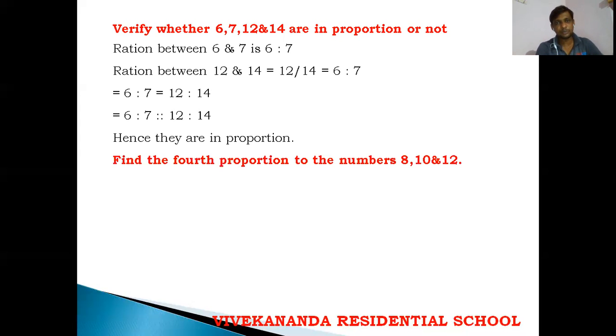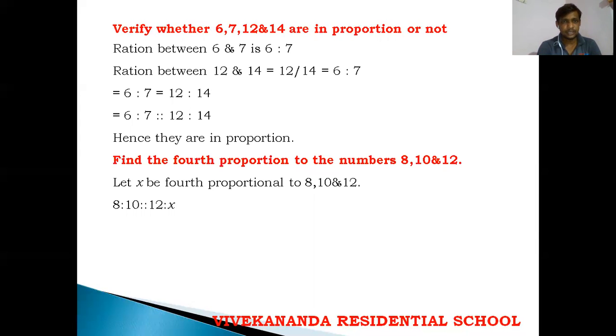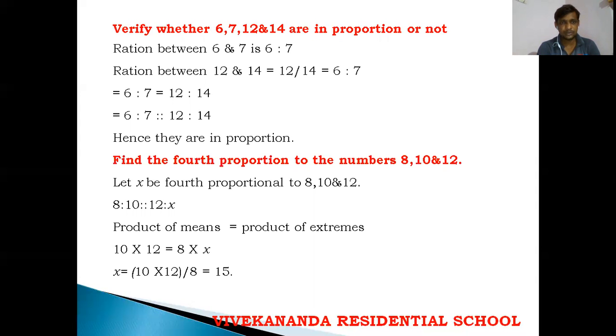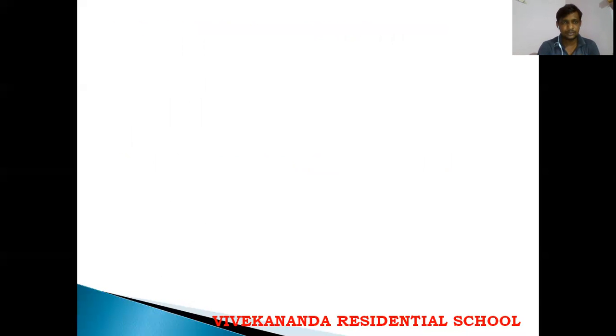Then find the fourth proportional to the numbers 8, 10, and 12. Let x be the fourth proportional. Then 8 is to 10 proportionate to 12 is to x. Fourth proportional is x. That means the fourth one is x. Then we'll do product of means is equal to product of extremes. That is 10 into 12 is equal to 8 into x. So after simplification, we will get x is equal to 10 into 12 by 8, x is equal to 15. The fourth proportional of 8, 10, and 12 is 15.